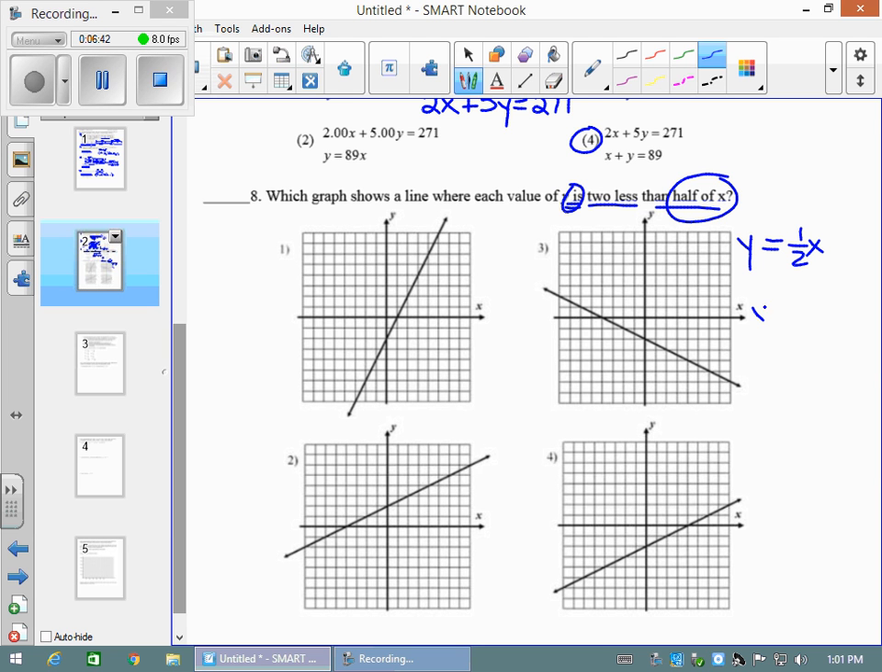And it's 2 less than. Now you have to remember that less than is when I use the reverse order. So even though 2 came before half of x, less than tells me to subtract it from half of x. So now I need to see which equation here is drawn correctly to represent this line, and it's choice 4. I can see the y-intercept of negative 2, and it has a slope up 1 over 2.